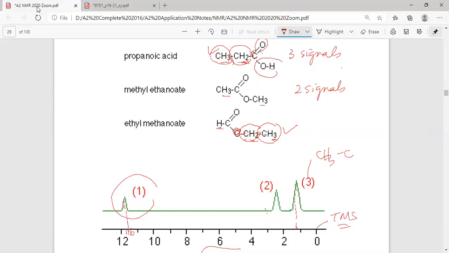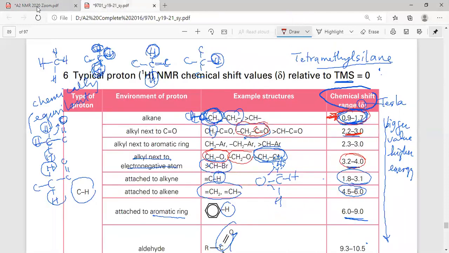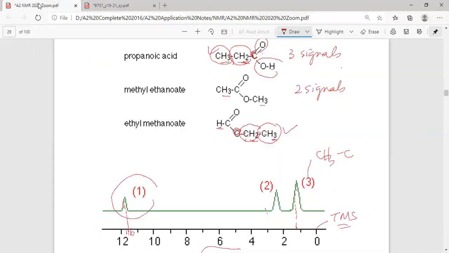It is separated by a C here, so it's not next to the oxygen directly. So about less than 3, 2 point something, maybe 2.4, which is correct. So this explains this one here. So of course, propanoic acid is the one.